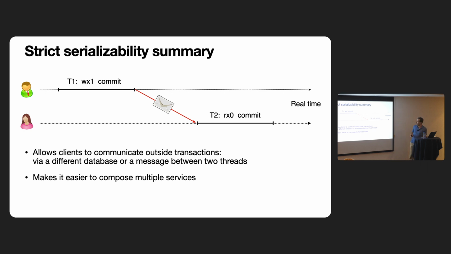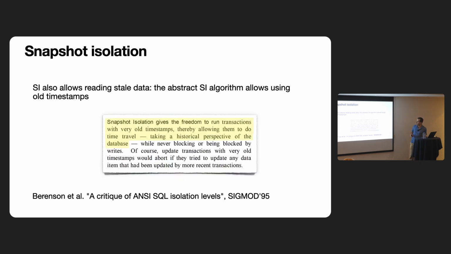And now I'm going to quickly go over the same thing with snapshot isolation, so this will address your question. Actually, snapshot isolation, the vanilla version, also allows reading stale data, because the SI algorithm allows assigning old start timestamps to transactions. The original paper put it like this: we allow running transactions with very old timestamps, thereby allowing them to time travel, taking a historical perspective of the database.